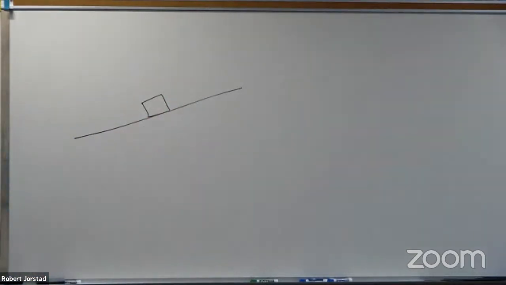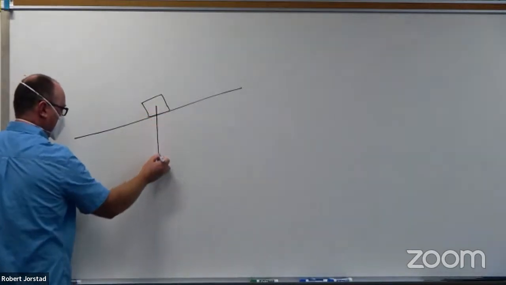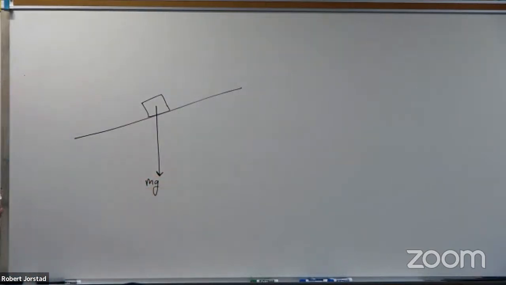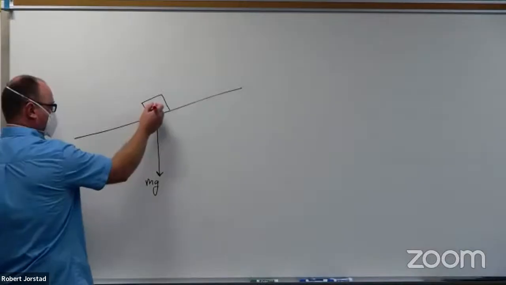What is one force that acts on this block? Anybody? Gravity. Which way? Down. Here we got mg. What is another force? Normal. Normal force. All right, which way? Perpendicular to the plane, yeah, good.